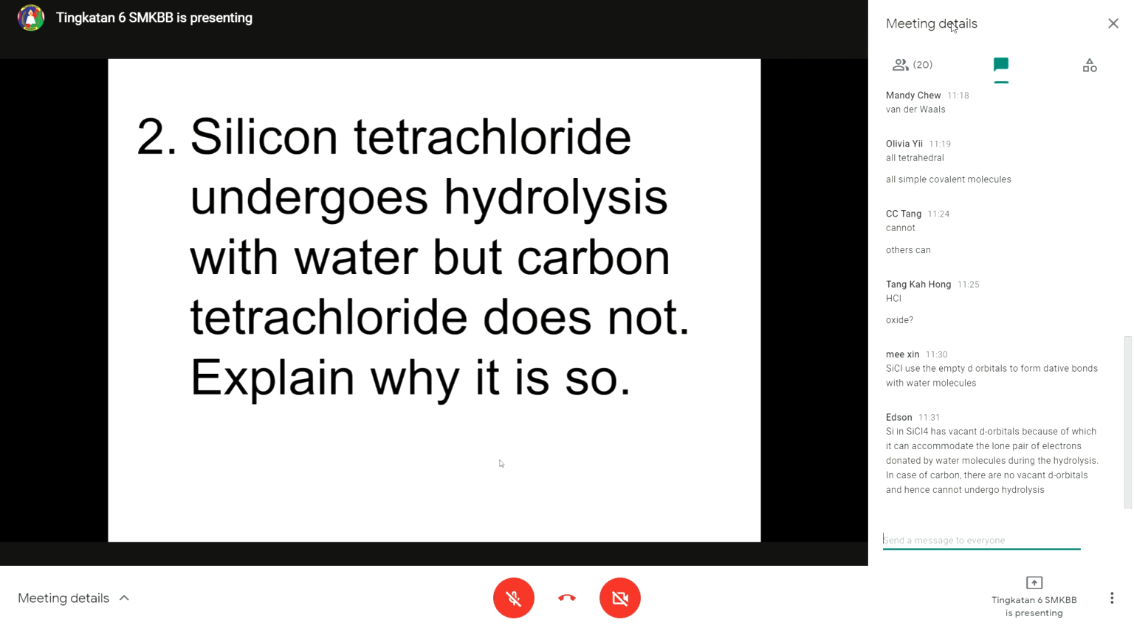That means you need to prove why the p orbital is not empty. If the p orbital were empty, it actually could accept. But the problem is that the p orbital is not empty. Why is it not empty? Jason, your turn.